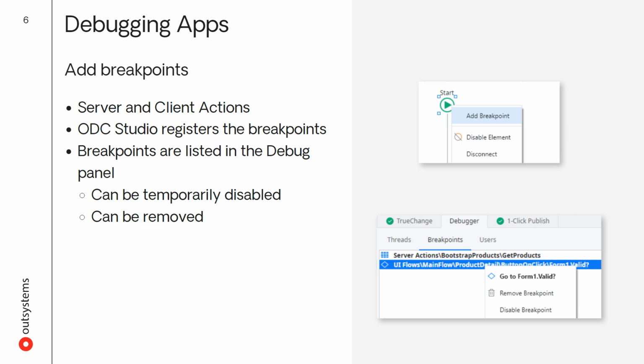vODC Studio then registers the breakpoints and lists them in the debugger panel. Then, while debugging the app, whenever the execution goes through a piece of code with an active breakpoint, the execution will automatically stop. Breakpoints can be disabled and removed at any time.